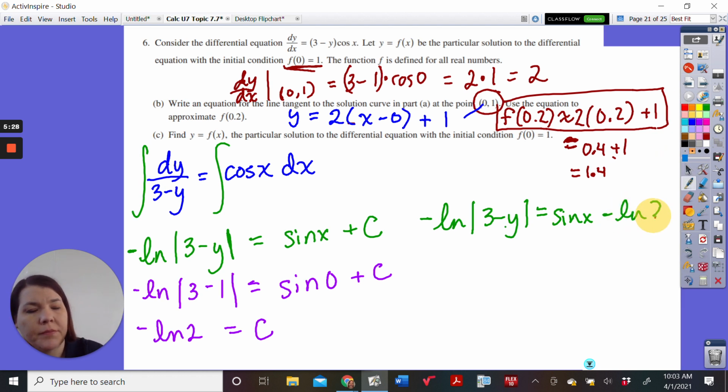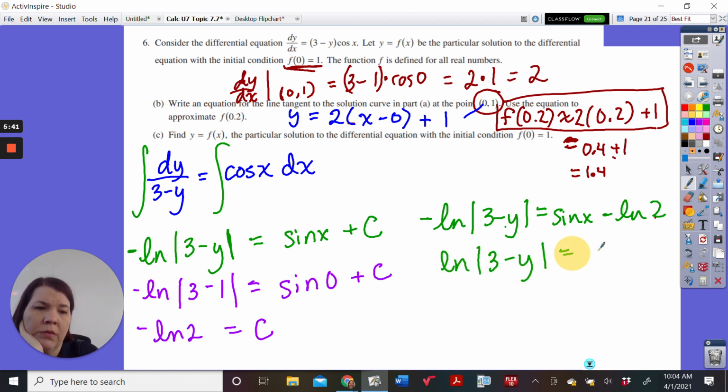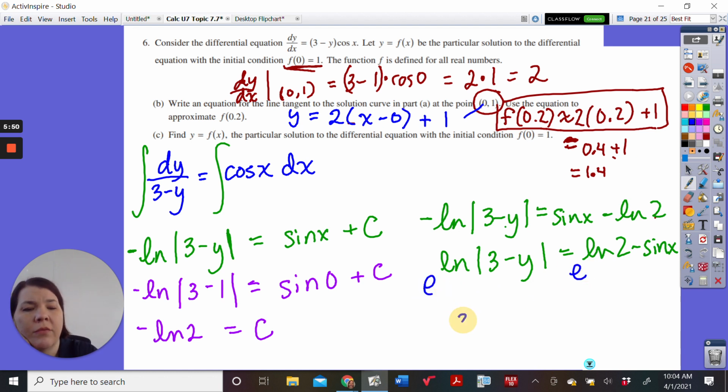Minus ln2. I'm going to times everything by negative to get that minus sign gone. Negative ln3 minus y equals ln2 minus sine x. Make both sides the power exponents of e. So I have 3 minus y in the absolute value still equals e to the ln2 minus sine x.